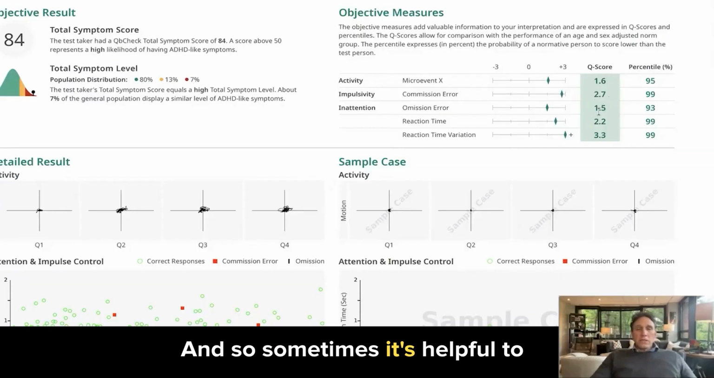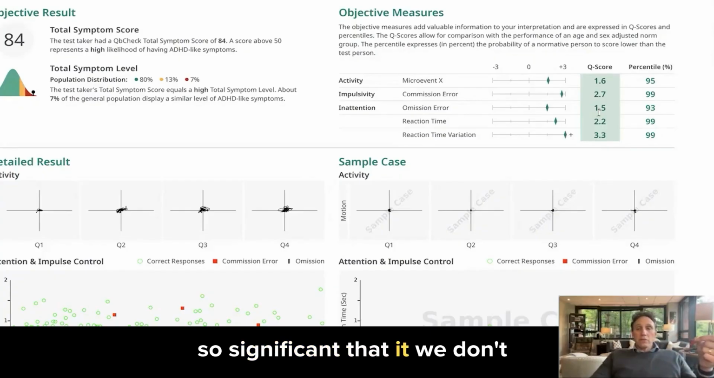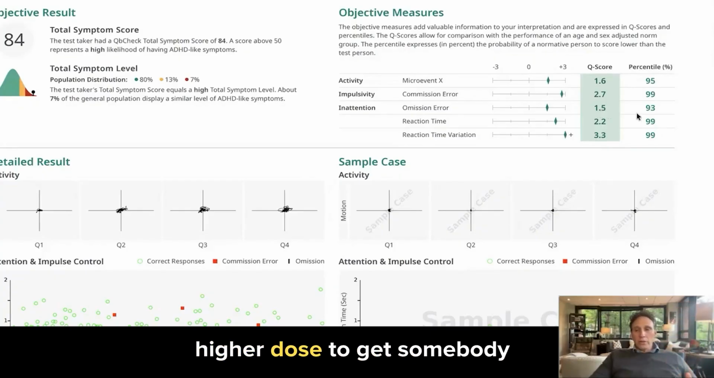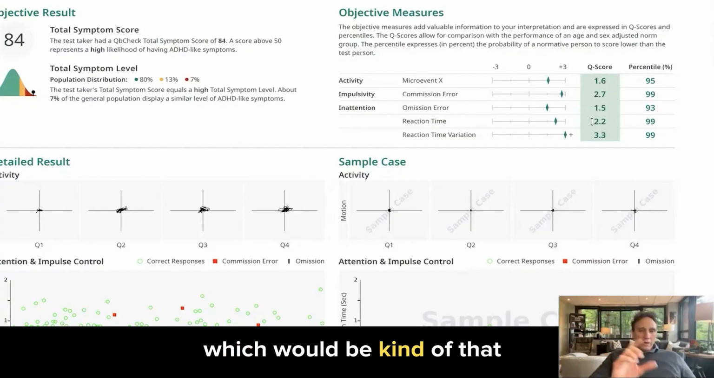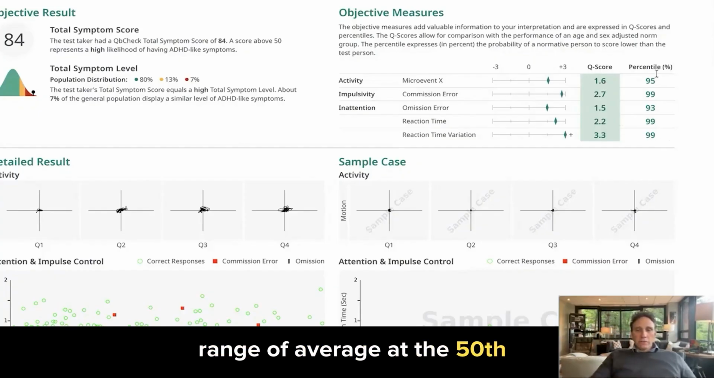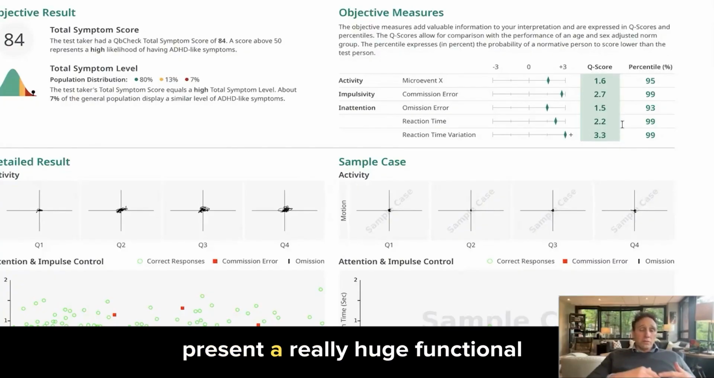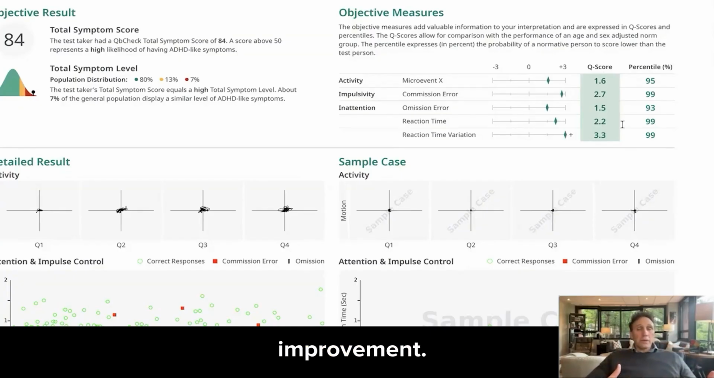And so sometimes it's helpful to know that while we might be able to increase the dose, we've gotten a functional benefit that's so significant that we don't necessarily need to go up to a higher dose to get somebody down to a 0 score, which would be kind of that range of average at the 50th percentile. We often would suggest that would be too much medicine, and we would think that maybe just getting somebody down to 1 or even 0.9 standard deviation scores would be sufficient and present a really huge functional improvement.